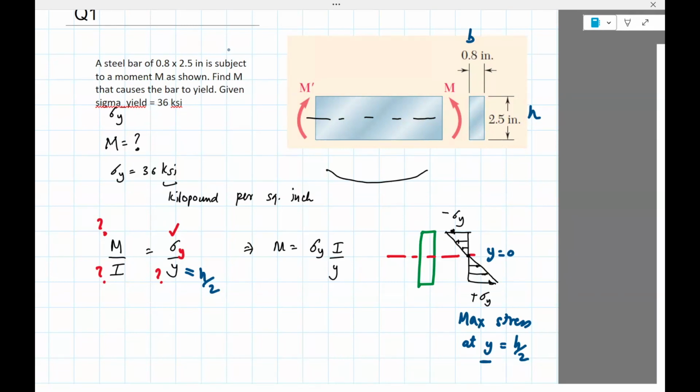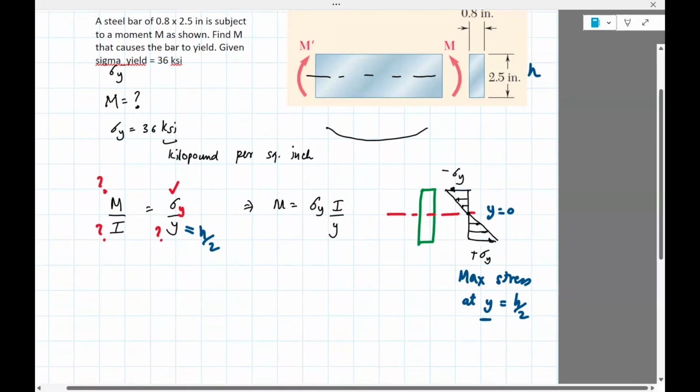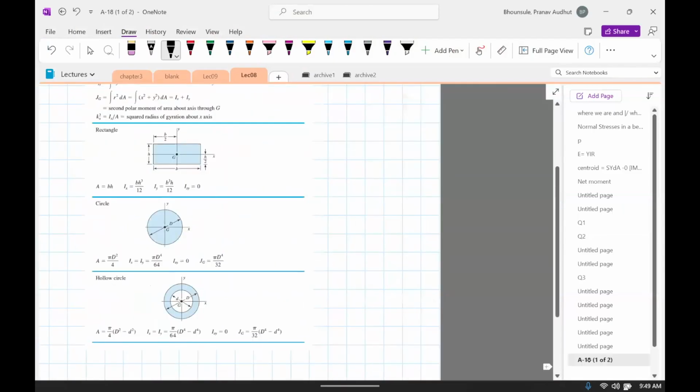Okay, I is the moment of inertia. And you don't really need to memorize this. There is a table in the book, and I'll give that table to you. We just have to read off the moment of inertia from that table. Okay, so if you have the book, you need to see table A18. Okay, so let's look at table A18. Just copied it from the book.